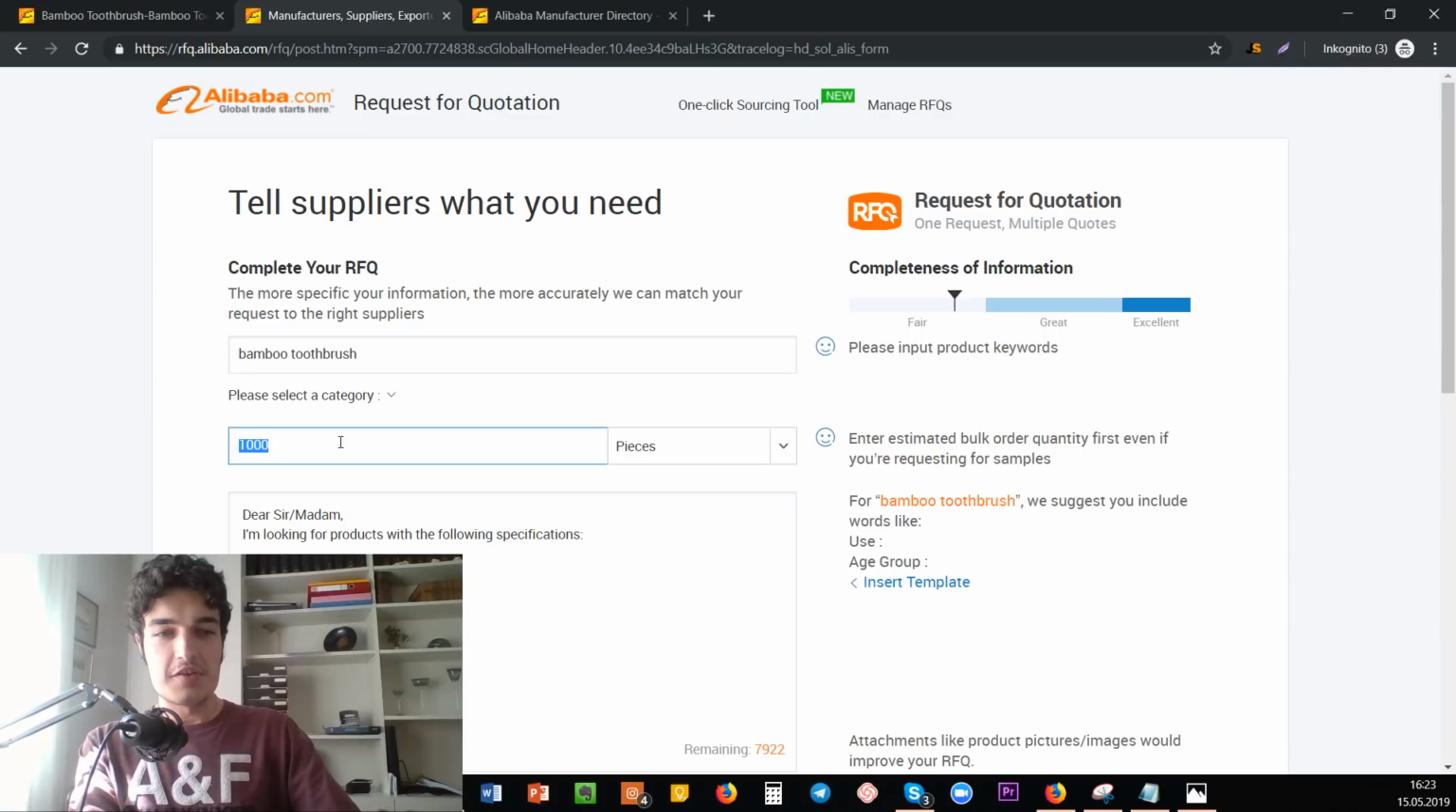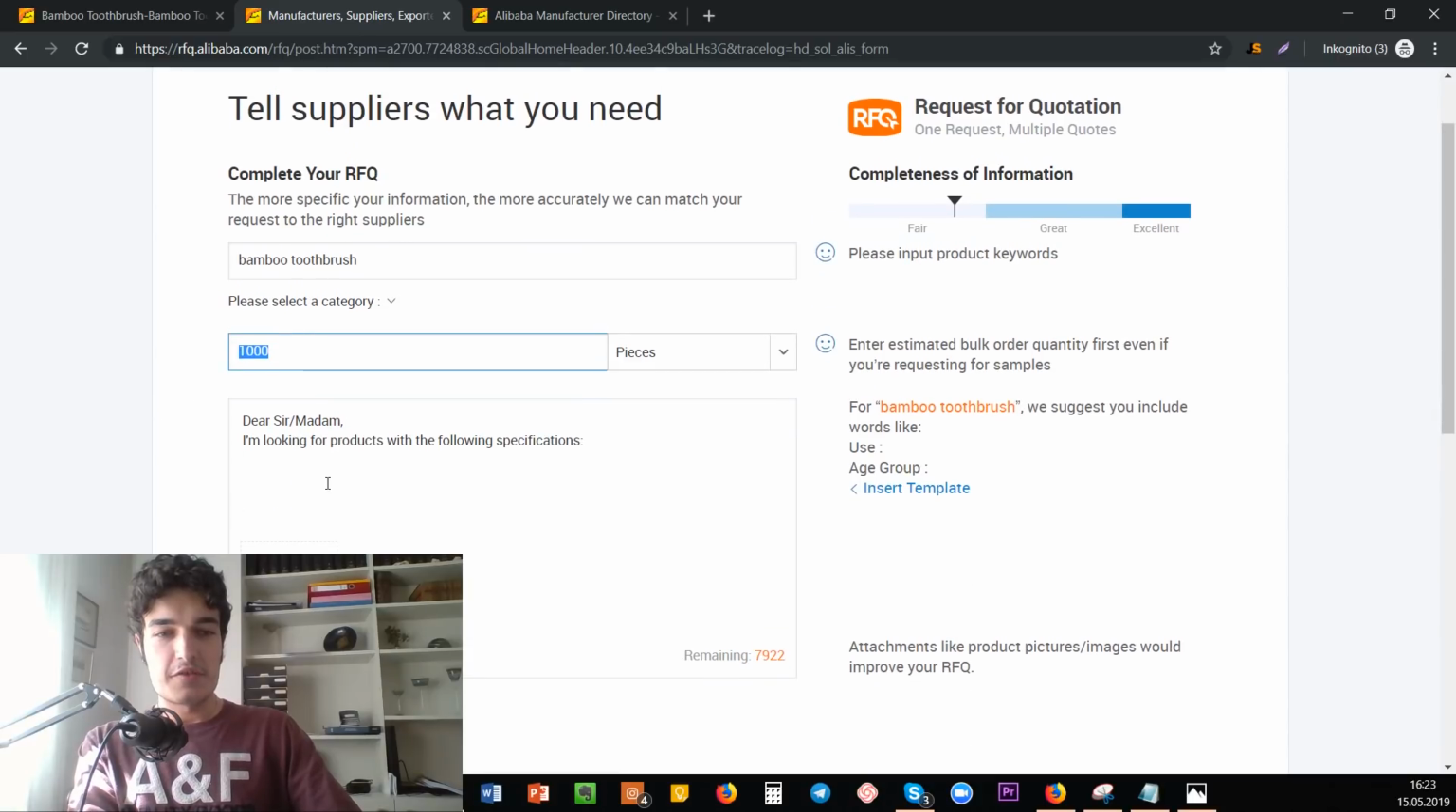And then same thing here. You can say, "Dear Sir, Madam, I'm looking for the products with the following specifications." And then you tell them, for example, must be FDA approved, because you want to sell it in the US and you want to make sure that you are applying to all the rules and playing by the rules basically. But of course you can also tell them up front, "Hey, I'm looking for a supplier that I can dropship from."